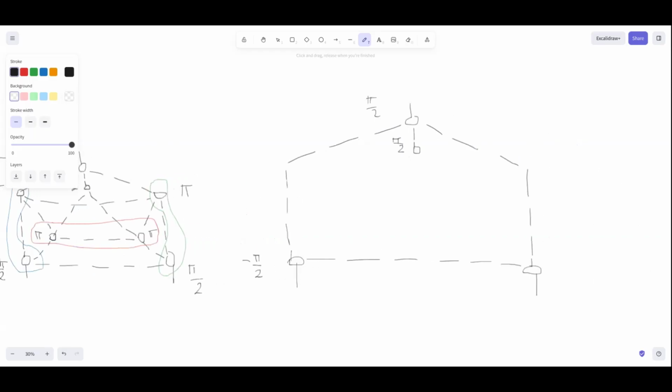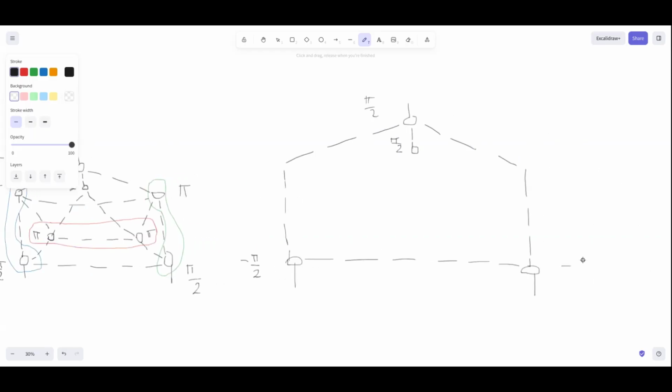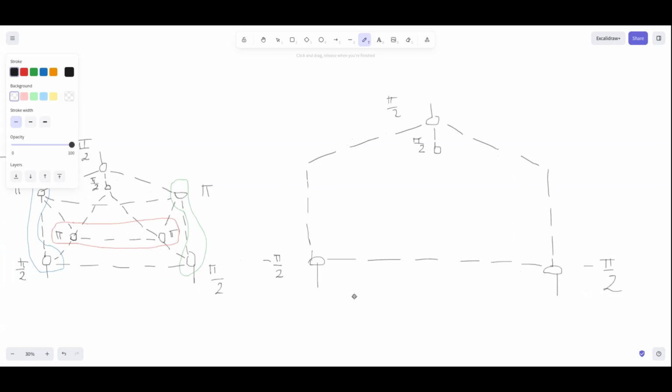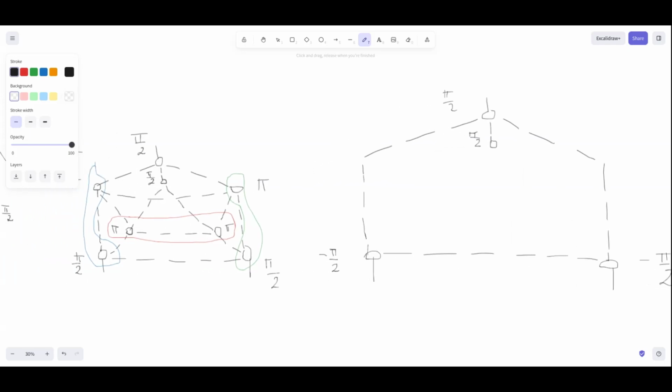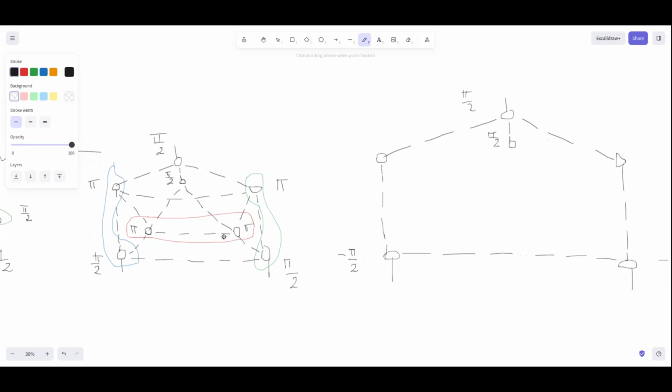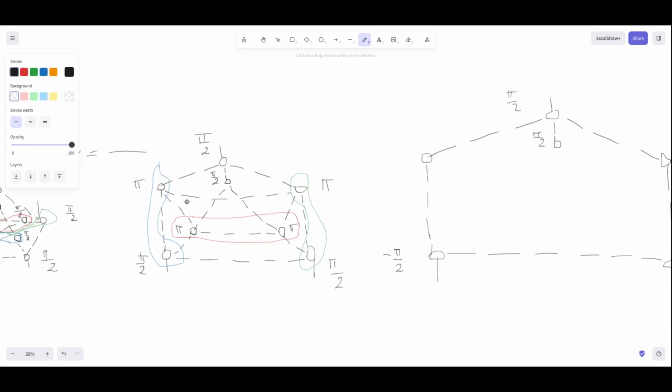So exactly the same there. Well, you just need to write the circle here. Here isn't the same, but it's pi minus pi and pi minus pi. Yeah, as I told you.